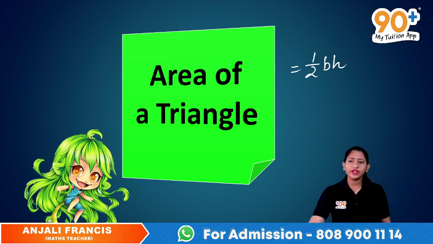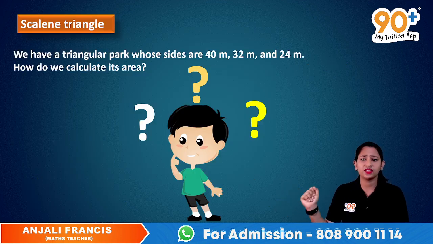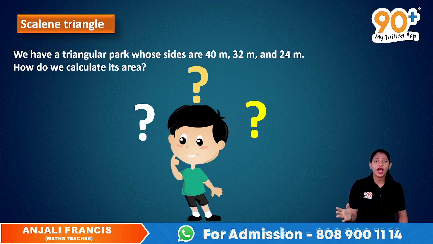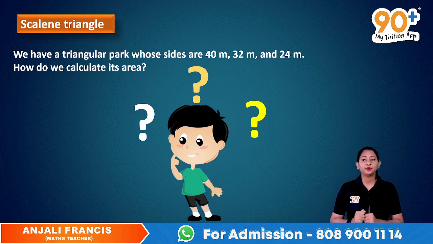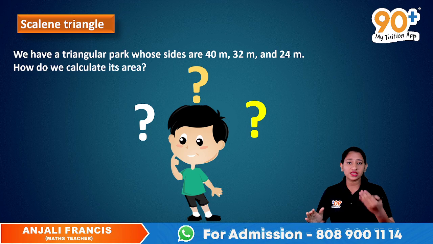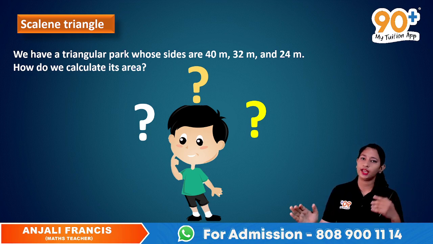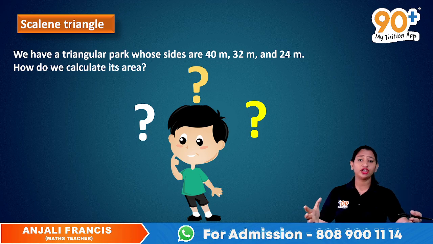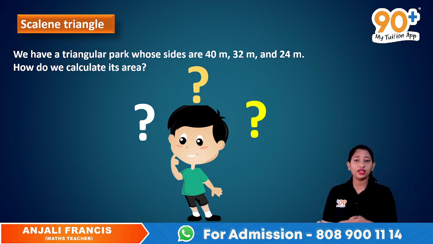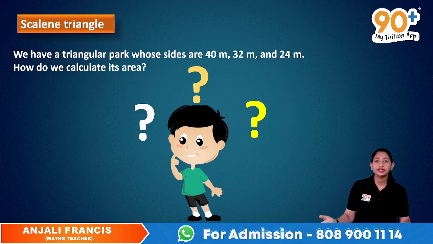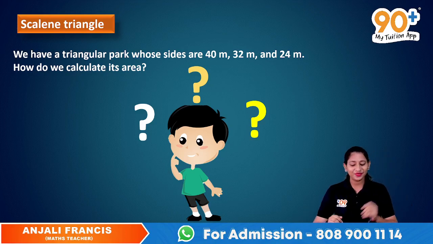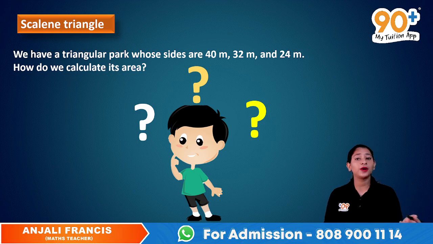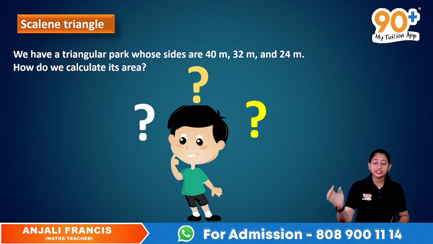What will we do if the height is not given? Height തന്നിട്ടില്ലെങ്കിൽ നമ്മൾ എങ്ങനെ ഏരിയ കണ്ടുപിടിക്കും? That's where we use Heron's formula to find the area of a triangle. Can we start our session to find the area of a triangle using only the sides of the triangle? നമുക്ക് നോക്കാം എങ്ങനെ കണ്ടുപിടിക്കാന്നുള്ളത്.